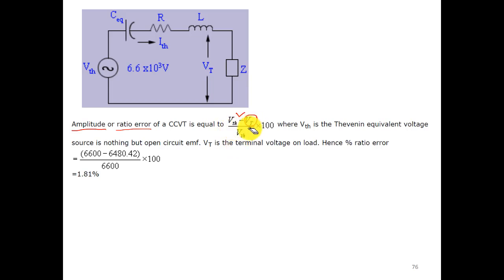So therefore VTH minus VT by VTH times 100 gives us the percentage ratio error, where VTH is the Thevenin equivalent voltage, that is the ideal voltage, and that is 6.6 kV. The voltage fed to the burden actually is 6.480 kV, and now just by substituting the values we will find 1.81% is your amplitude error or the ratio error.